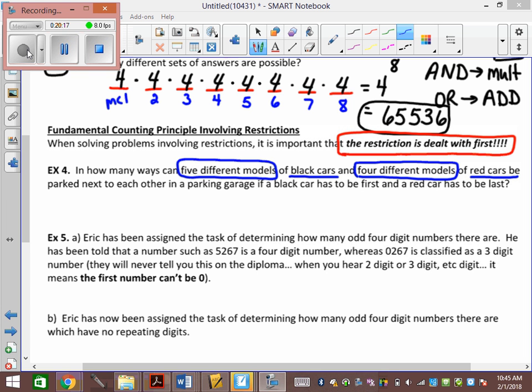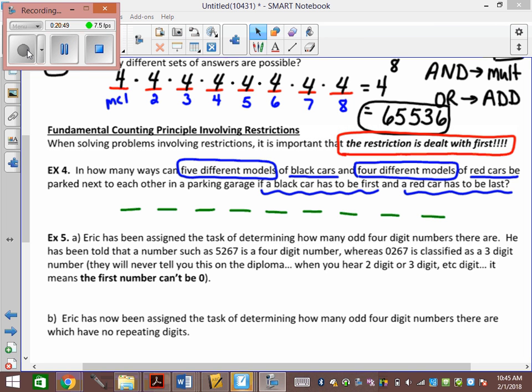If a black car has to be first, so there's my restriction. I have to have a black car first and a red car last. So I'm going to park 9 cars. So I'm going to park them so you can see me parking 9 cars. 1, 2, 3, 4, 5, 6, 7, 8, 9. There's my 9 spots. Right? Before I would just put the first blank, I had 9 cars to park there, right? That was what I would normally do. But this one has restrictions, so I have to do the restrictions first. I have to have a black car in the first spot. And I have to have a red car in the last spot. So those ones have to be dealt with first, because restrictions have to be dealt with first.